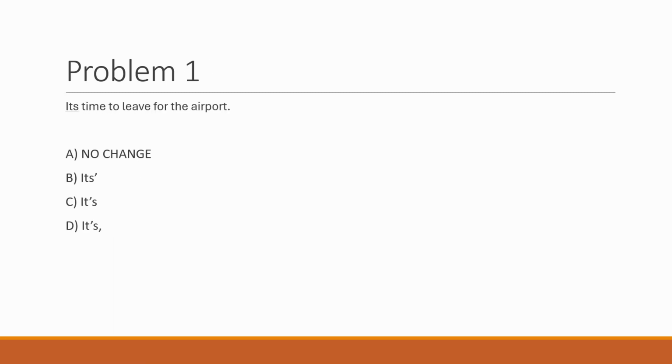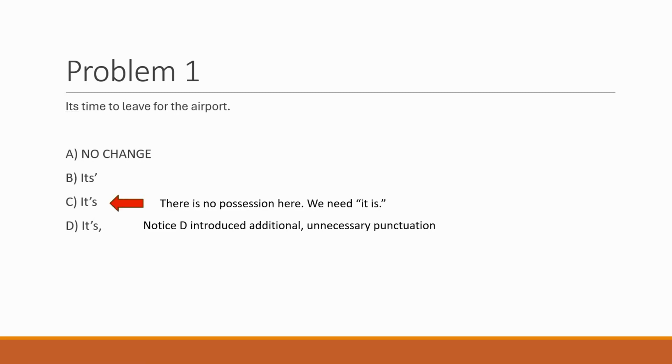Alright, so now let's start going over these. So here's problem 1. The answer to this one is C. The reason for it, there's not actually any possession here. No one is owning the time. What we're trying to put in this sentence is it is time. So this is a contraction where the apostrophe is replacing the missing letters of just pushing 2 words together.